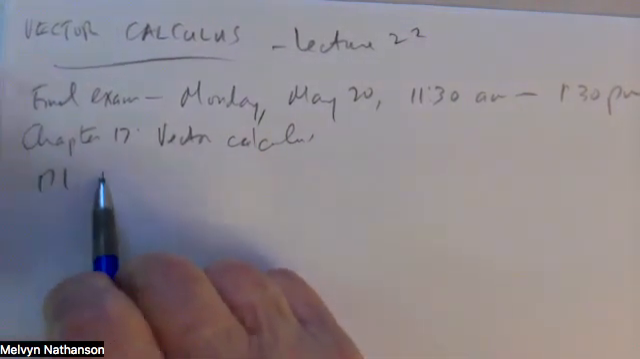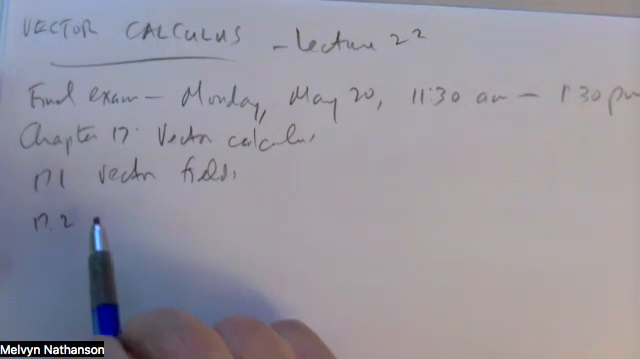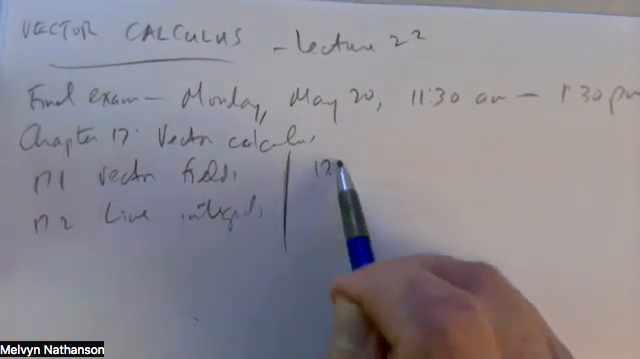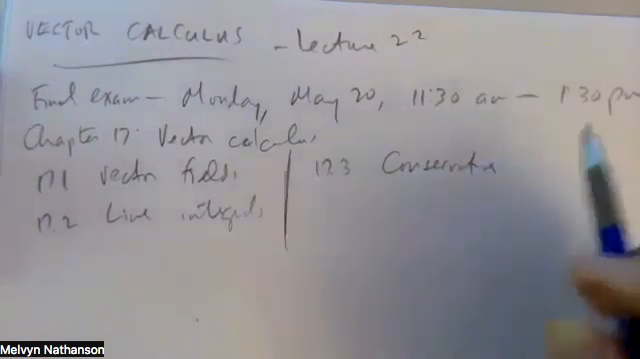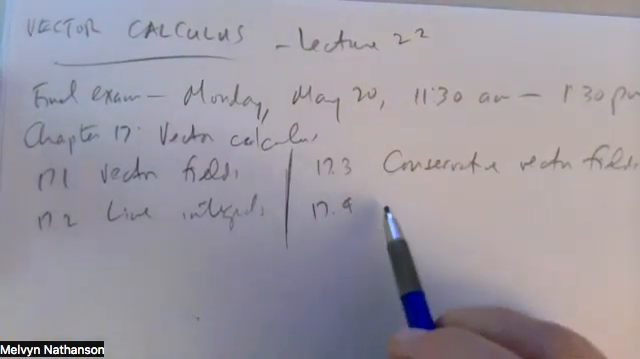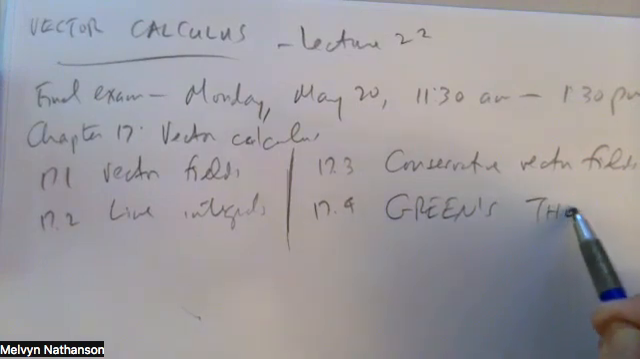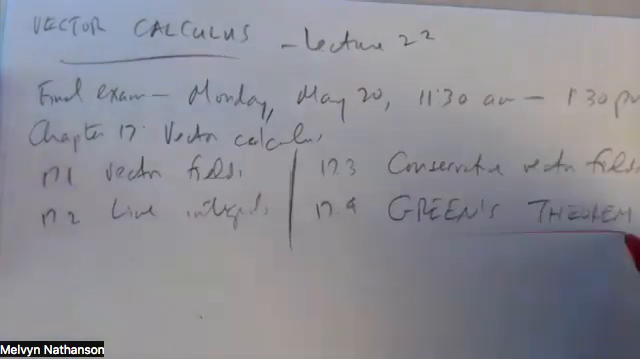So 17.1 is about vector fields. 17.2 is about line integrals. 17.3 is conservative vector fields. And section 17.4, I'll put this in cap letters because this is really the most important thing in the course, Green's theorem. Give this a star.